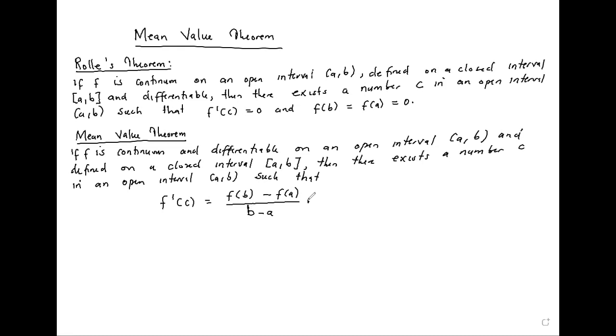This is what makes Rolle's theorem a baby theorem of the mean value theorem, because the mean value theorem takes up a general case. Rolle's theorem is a special case of the mean value theorem when f of b is equal to f of a, and when they are both zeros, then you have Rolle's theorem. So we look at nice exam questions that use the mean value theorem.